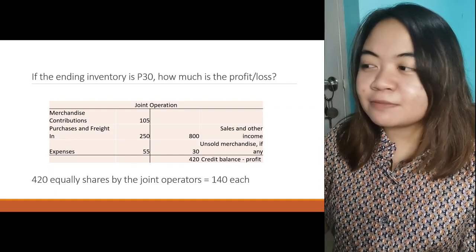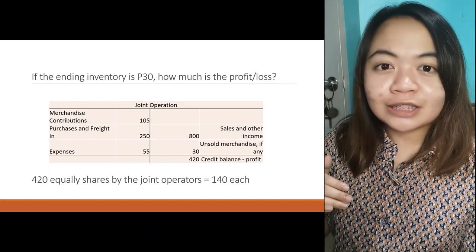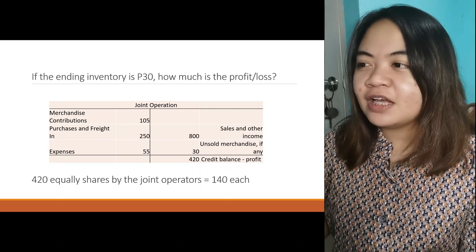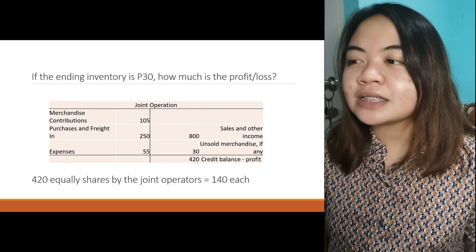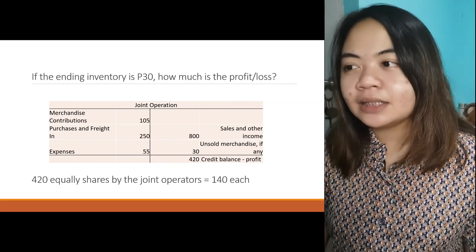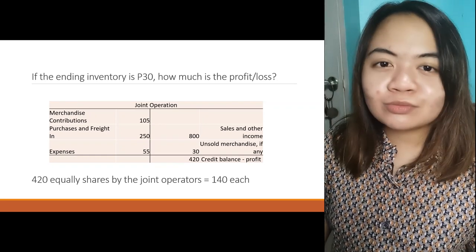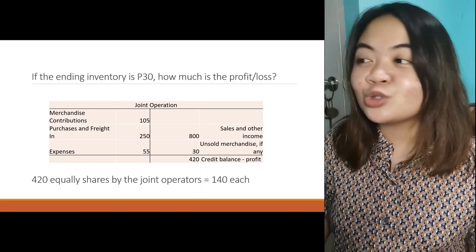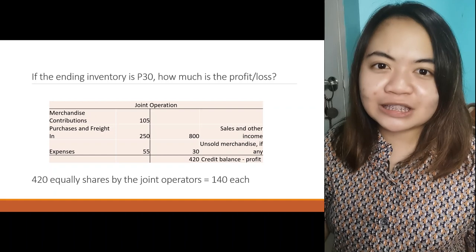Then we have the expenses. There is only one expense we recorded, which is the operating expenses, 55. On the other side, credit, sales and other income, 800. And then the unsold merchandise, indicated at 30 pesos. We have a total profit from the joint operation of 420.